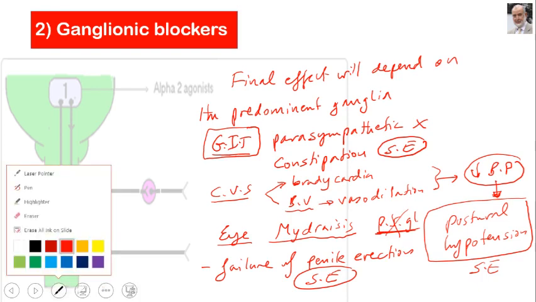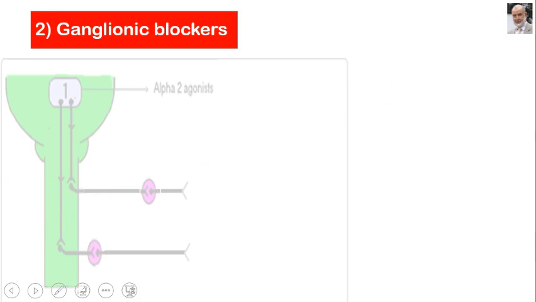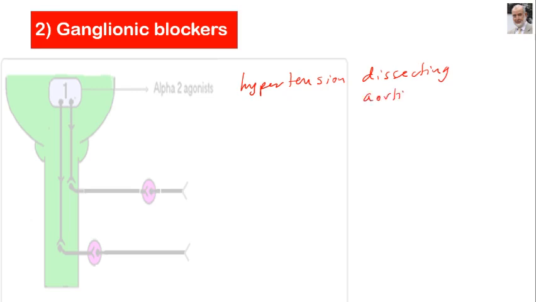So that's why ganglionic blockers have very limited clinical use, because of the many side effects. Because they block the autonomic ganglia, they produce many side effects. So what are they used for? They are kept for certain conditions when there is hypertension accompanied by dissecting aortic aneurysm.